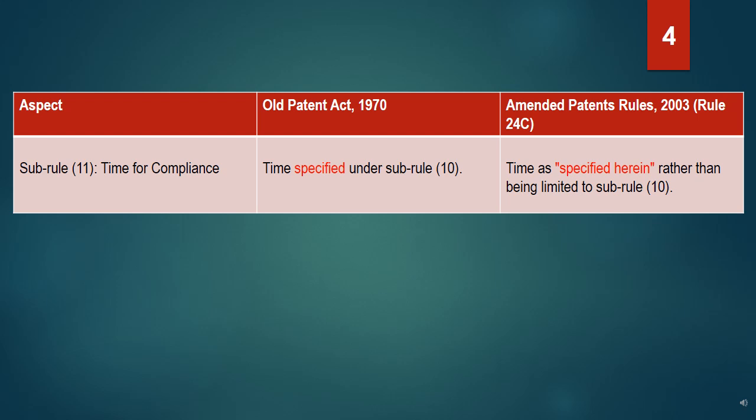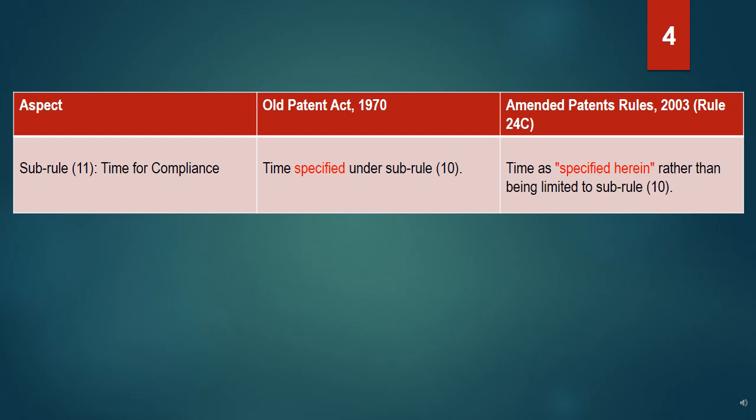Amendment, means after the change. The words "specified under Sub-Rule 10" are now replaced by "specified herein". In simple terms, this means the time limits are now clearly defined within Sub-Rule 11 itself, rather than being cross-referenced to Sub-Rule 10. What does this change mean? The new wording makes the rule clearer and more self-contained. You no longer have to look at Sub-Rule 10 to understand the deadlines mentioned in Sub-Rule 11. Everything you need to know is now directly in Sub-Rule 11.